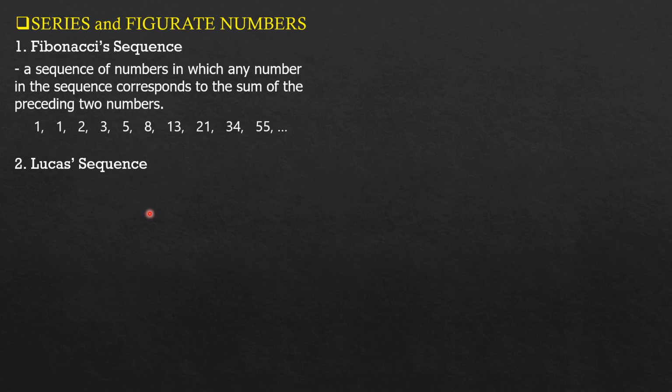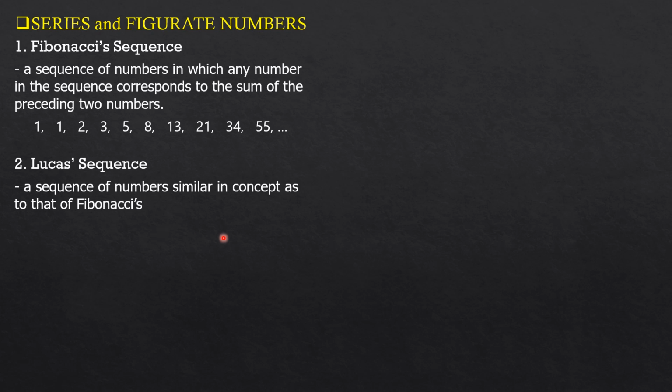Next is the Lucas sequence, same in principle as the Fibonacci sequence, except that the first three numbers are 1, 3, 4. So 1, 3, 4, 7, 11, 18, 29, 47, 76.